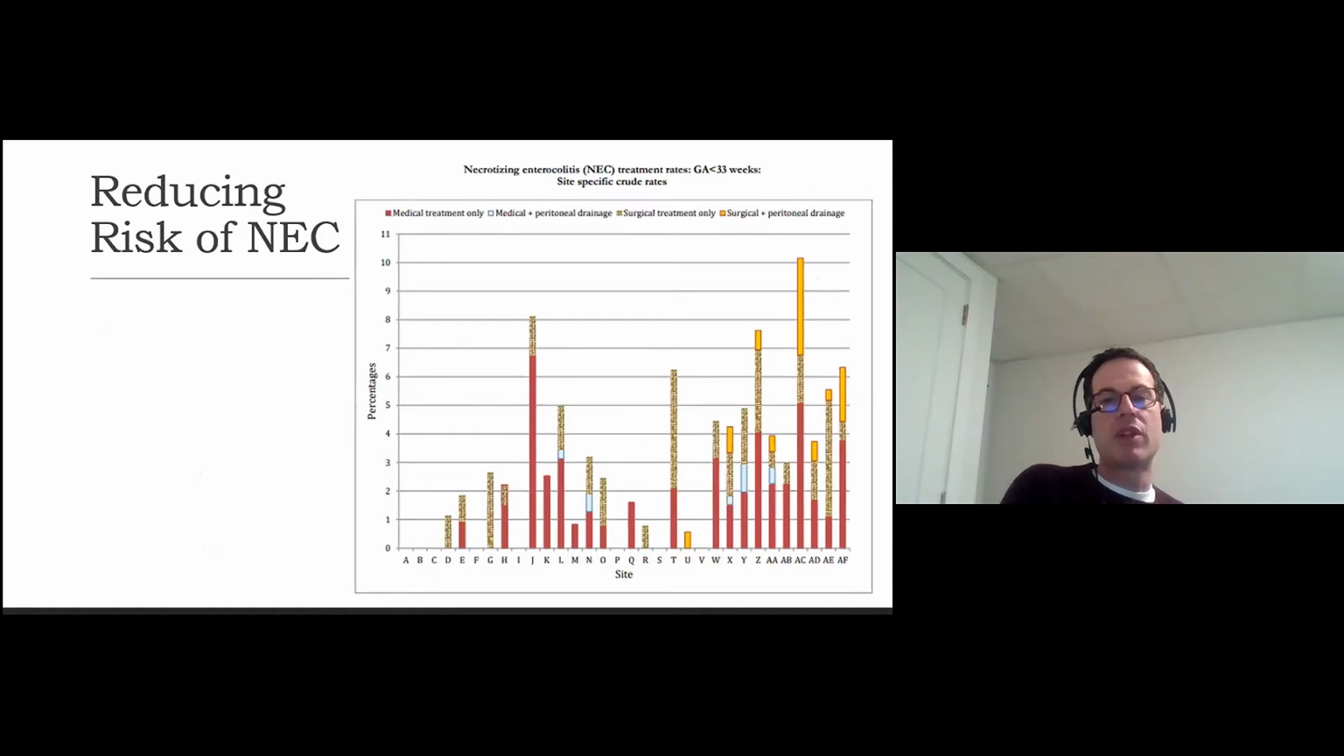This slide I thought was important to show you because what it demonstrates is we are not consistent across the country, and this is the whole principle of EPIQ. These are all the 32 sites, and when you look at the different sites, and I don't know which site is which, the red bar is medical treatment only, the blue is medical and peritoneal drainage, the hashed is surgical treatment only, and the orange is surgical and peritoneal drainage. So you might look at a place like AC and say, well, there's a real problem. Whereas S, U, and V and ABC, who have almost no NEC or no NEC, the question is, what is different about those sites?